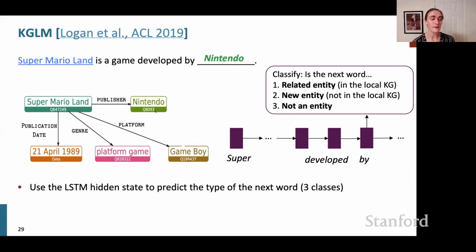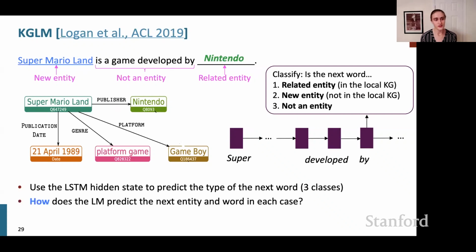So in the case of Super Mario Land as a game developed by Nintendo, we saw that this would be a related entity case because we saw that Nintendo was in the local knowledge graph. For the other cases, Super Mario Land would be a new entity case since the local knowledge graph is empty at that point. And then any of the words between Super Mario Land and Nintendo would be non-entity, as they're just a standard LSTM language model prediction that doesn't involve any entities. So now we need to talk about what the language model actually does in these three different scenarios to predict the next entity and the next word.